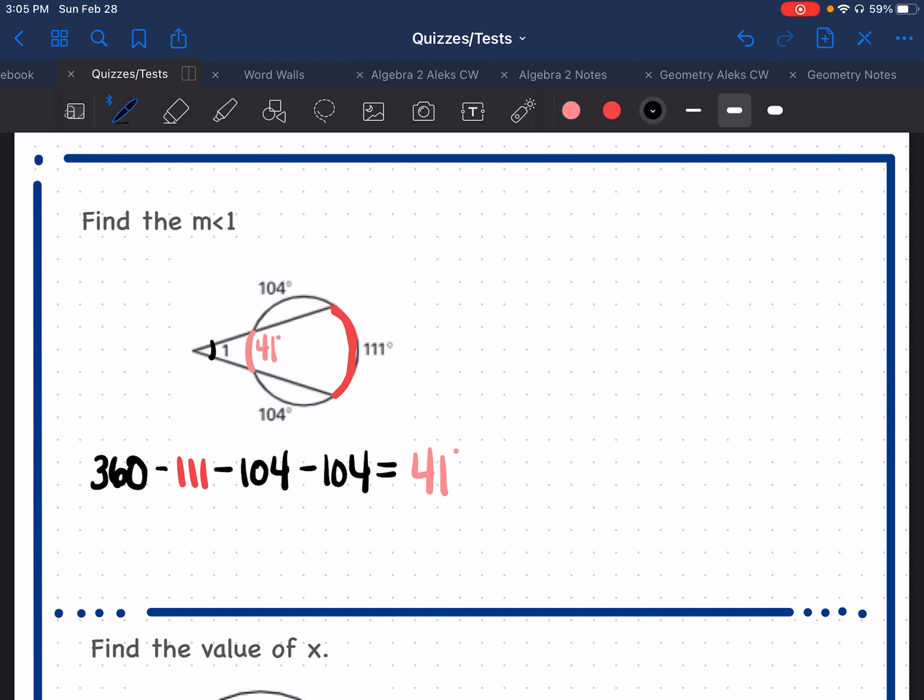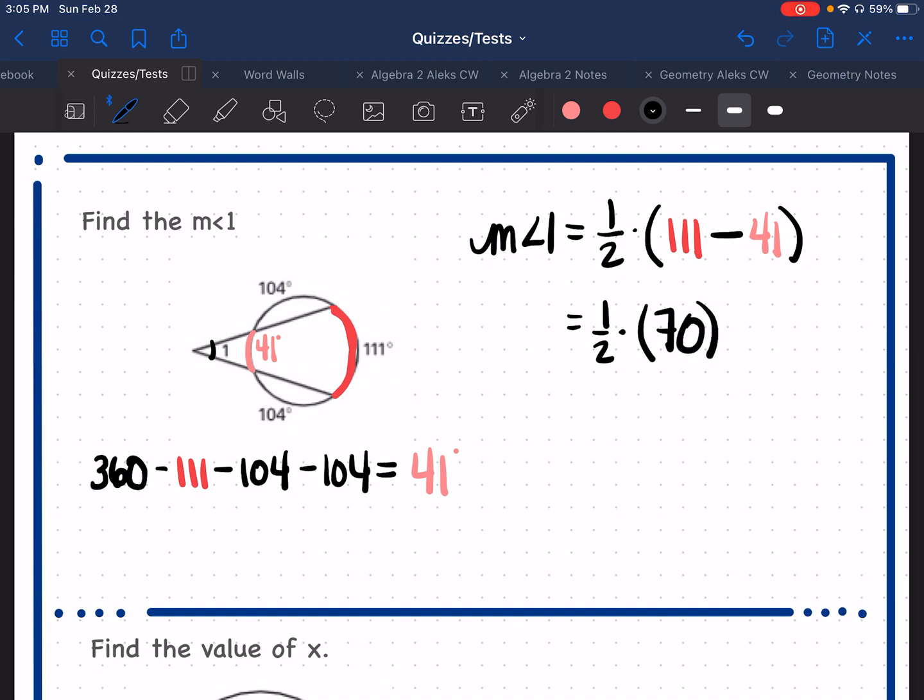Okay, now the theorem says the measure of angle 1 is half the outside arc minus the inside arc. 111 minus 41, oops, 111 minus 41 is 70. 1/2 times 70, or remember, you can think of this as 70 divided by 2. 70 divided by 2 equals 35 degrees. There's your answer.